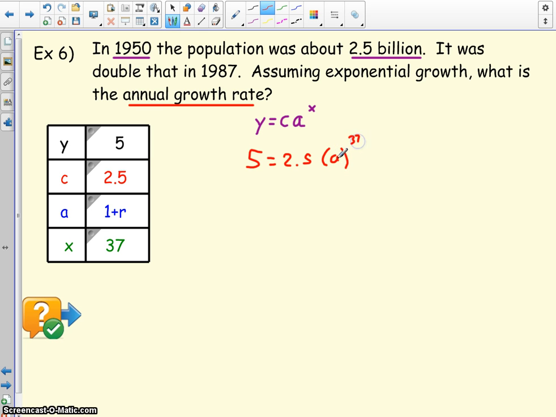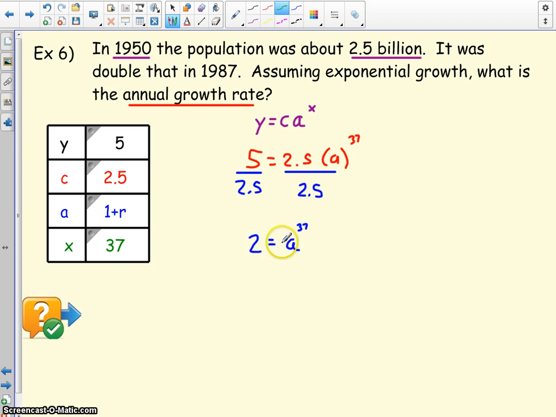the exponent of 37. Okay, so I'm going to do first here, I'm going to get the A to 37 by itself. I'm going to divide both sides of the equation by 2.5. So 5 divided by 2.5 is 2. So we have something to the exponent 37 equals 2.